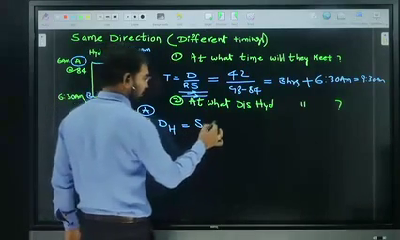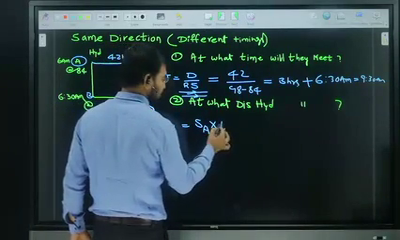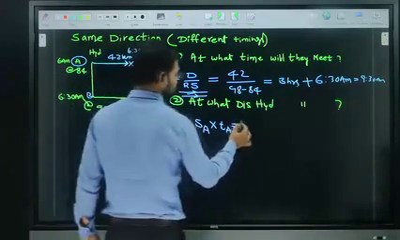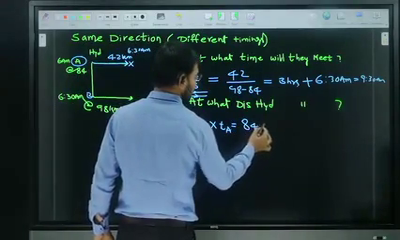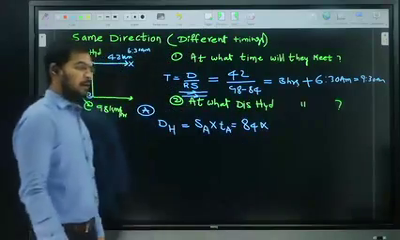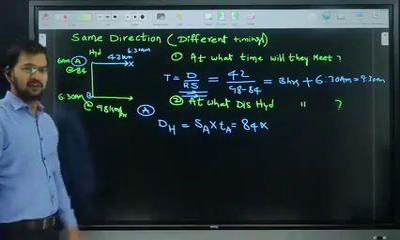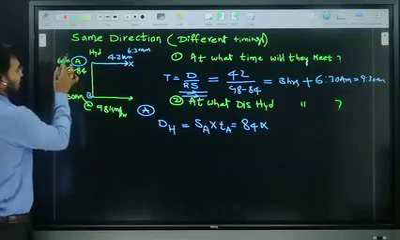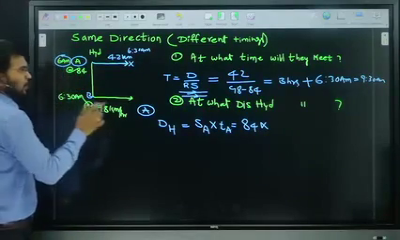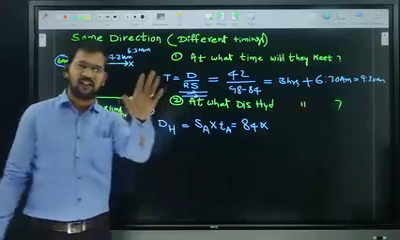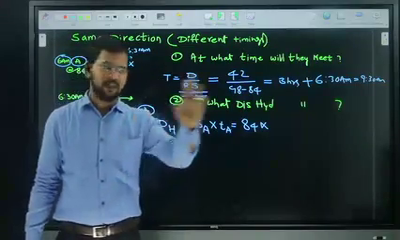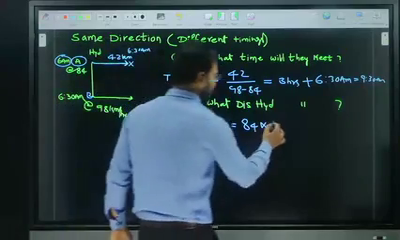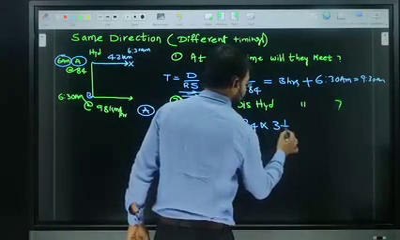Therefore, speed of object A into time of object A. Speed of object A is 84 kilometer per hour, but what is the time? A's starting time is 6 o'clock. Meeting time is 9:30 a.m. Therefore, how many hours duration? 3.5 hours.